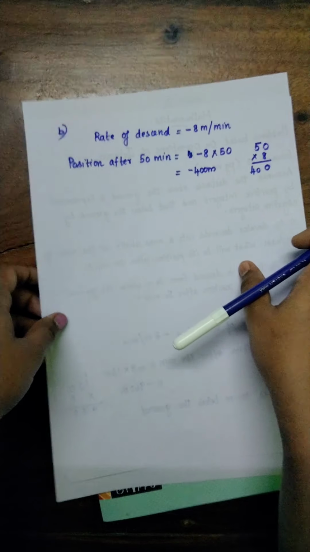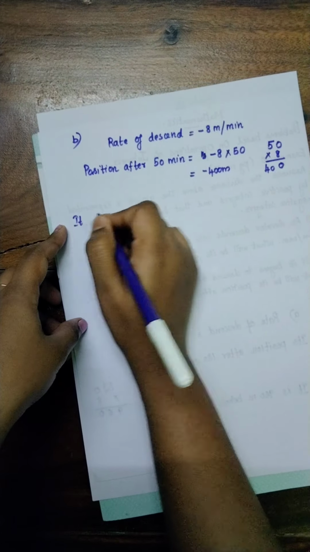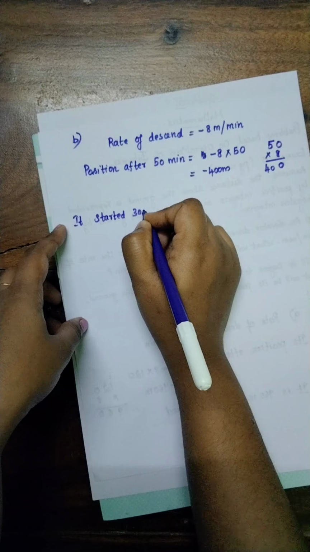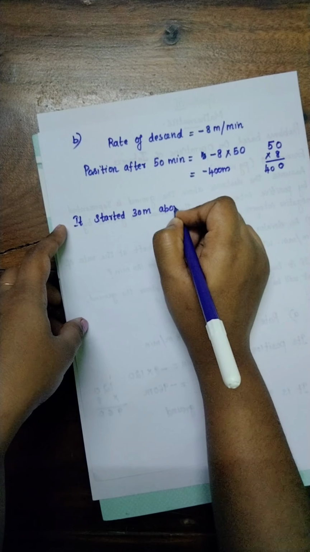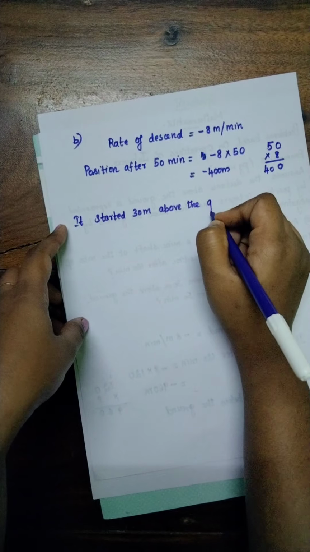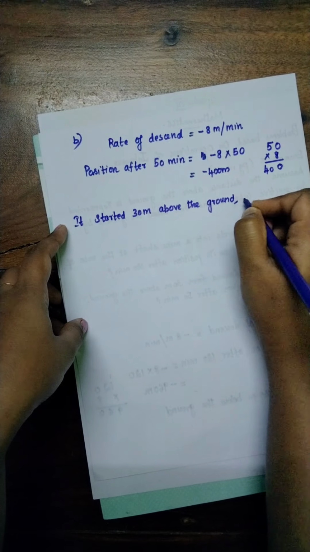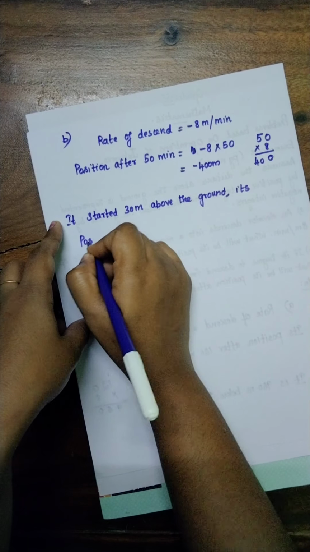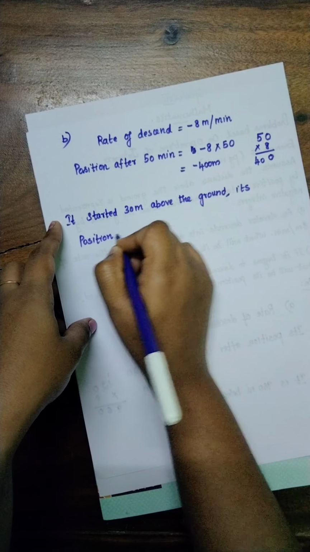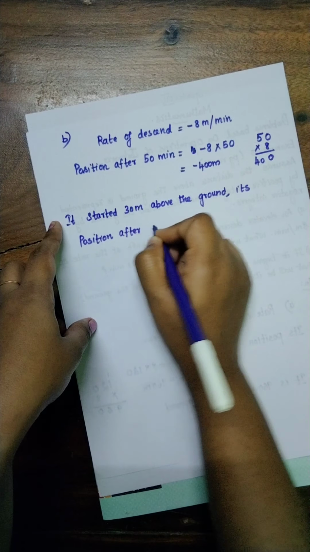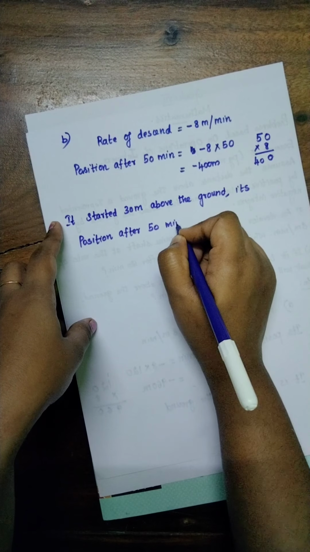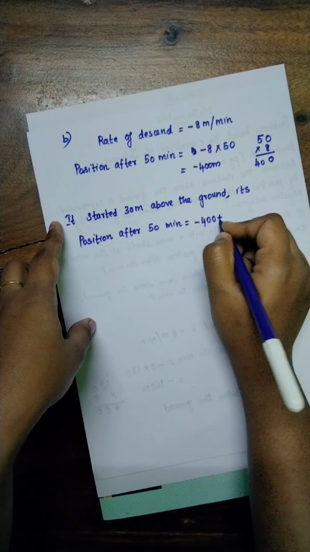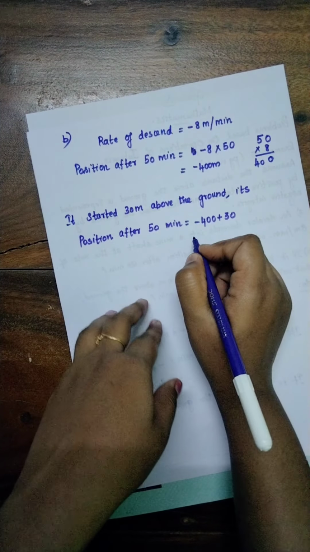Okay, so write the step. It started 30 meter above the ground. Its position after 50 minutes is equal to, just add 30 to this number, minus 400 plus 30.